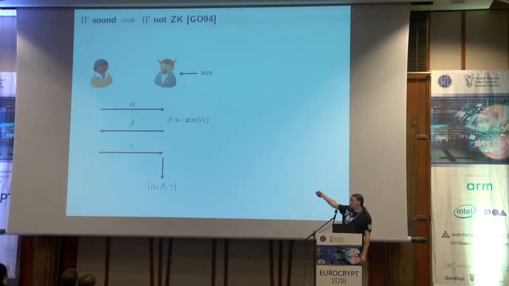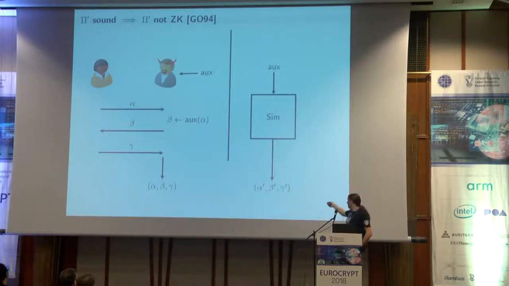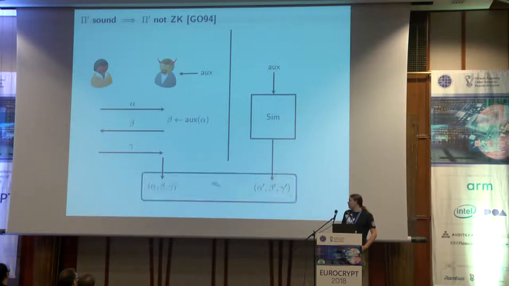And this verifier, what it does is it takes an auxiliary input and interprets it as a circuit. Once it receives the first message, it applies this circuit to the message and sends this back as its response. And at the end, it just outputs the full transcript. By the zero-knowledge property, we now know that there exists a simulator that, only given this auxiliary input, also outputs a transcript that is computationally indistinguishable from a real one.